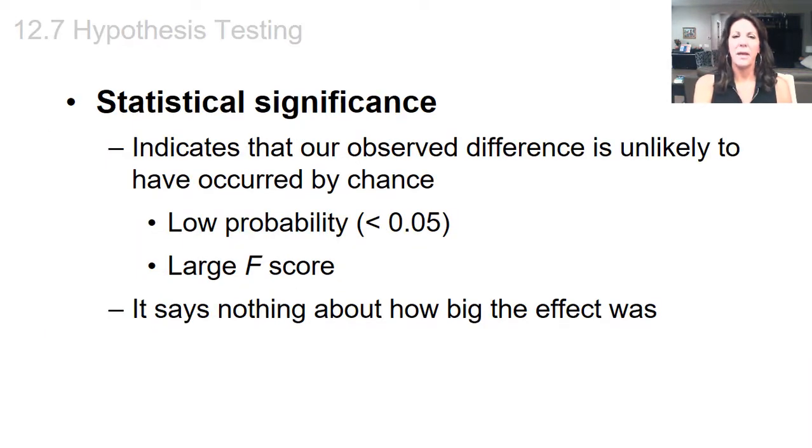And when we look for statistical significance, we say that our observed difference is unlikely to have occurred by chance. There's a low probability. And this happens when we have a large F score, but it says nothing about how big the effect was. And so what we're going to do next is we're going to talk about effect size with Anova.